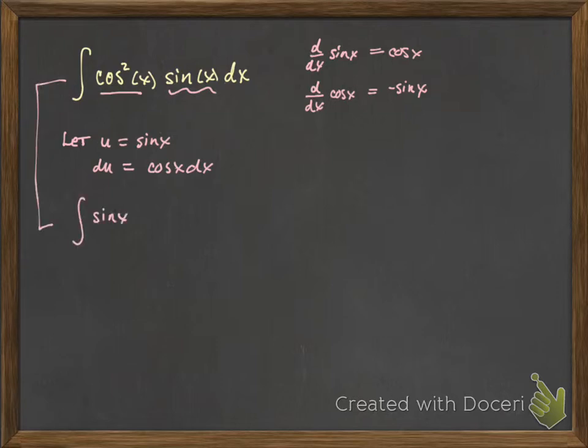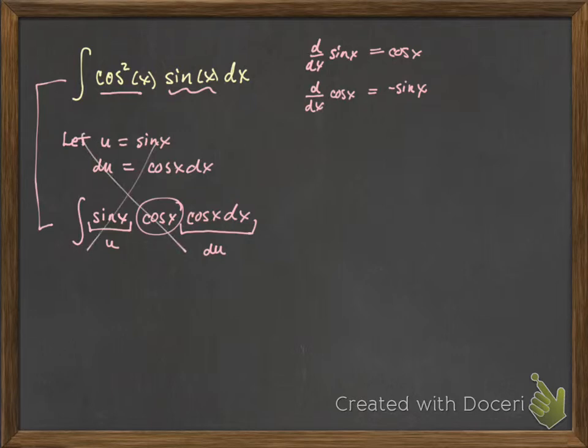Sine x, and then cosine x squared is really cosine x times cosine x dx. So there's my u, and there's my du, but I have this extra floating cosine of x. So I don't like this substitution. All right, so instead, let's try this again, and we'll switch colors.